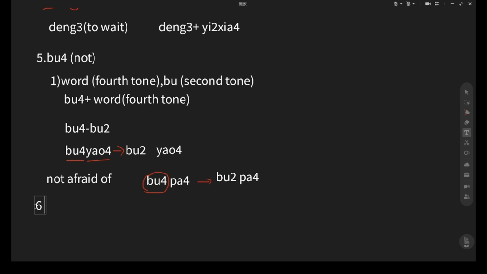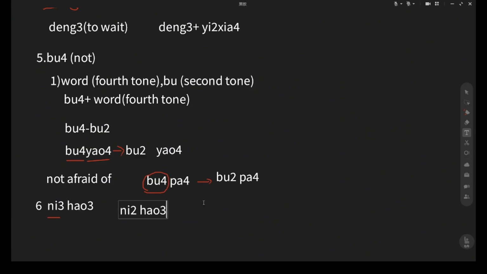And rule 6. Okay. See, it's two pinyin, all third tone, right? Yeah, third tone. So if two words are together and both are the third tone, the first word should change to the second tone. We don't read the third tone, we read the second tone.